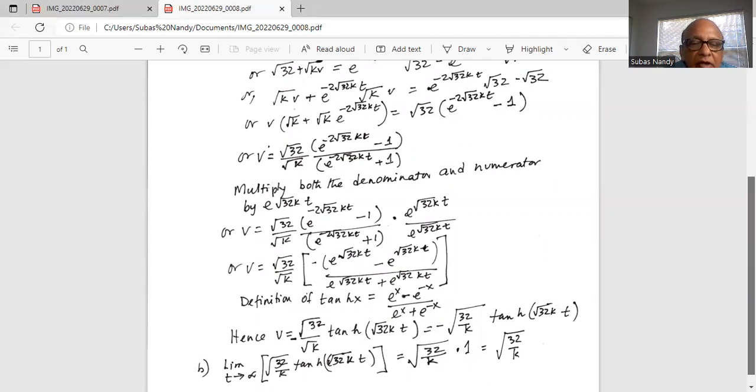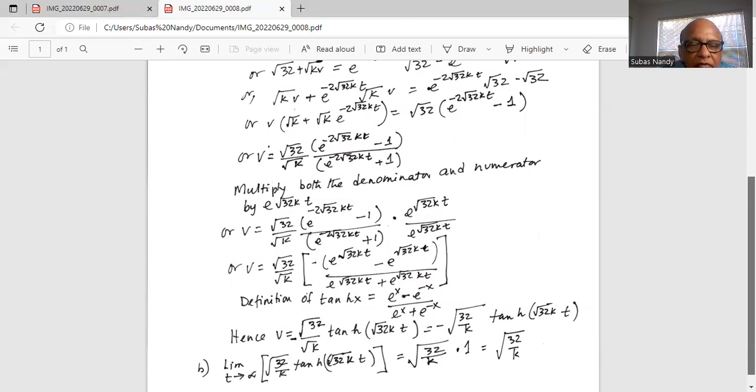So then we can fit it into the definition of tan hyperbolic x, which is e to the power of x minus e to the power of minus x divided by e to the power of x plus e to the power of minus x. Hence, v is equal to minus 32. Remember that minus sign which was hanging outside the parenthesis in the numerator, that comes out, and we have minus 32 square root of 32 over square root of k tan hyperbolic square root of 32 kt, which is the same as minus square root of 32 by k tan hyperbolic square root of 32 kt. That was what we were supposed to show for the velocity.